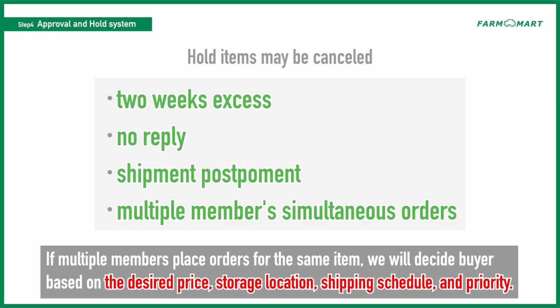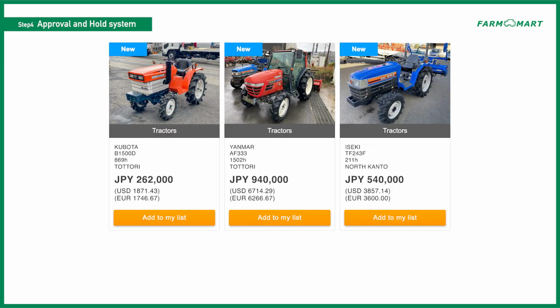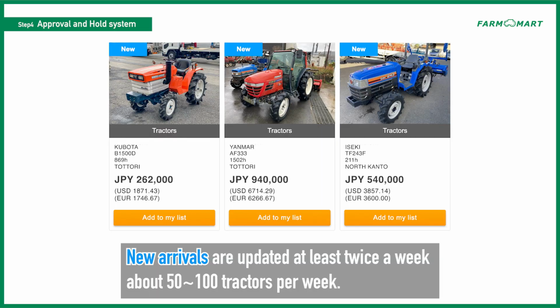If multiple members place orders for the same item, we will decide the buyer based on the desired price, storage location, shipping schedule, and priority. New arrivals are updated at least twice a week, about 50 to 100 tractors per week.